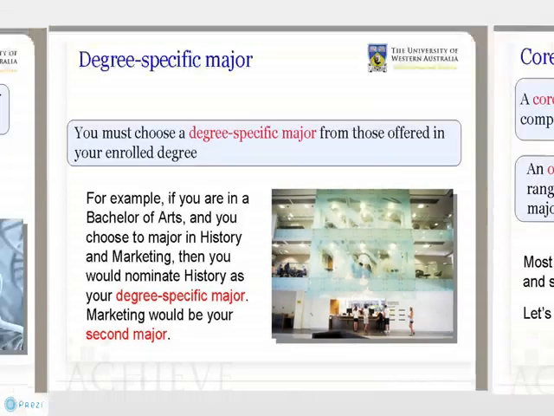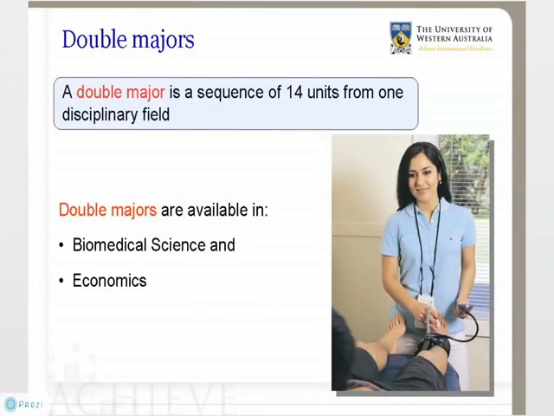One more thing about majors is that we do offer 2 double majors. A double major is a sequence of 14 units in one subject area, whereas a single major is 8 units. We offer double majors in biomedical science and in economics. So if I want to study either of those subjects, then I need to do them as a double major? Well, you can take economics as either a double or a single major, but biomedical science is only available as a double major. But you can take a single major in a range of biomedical science areas.